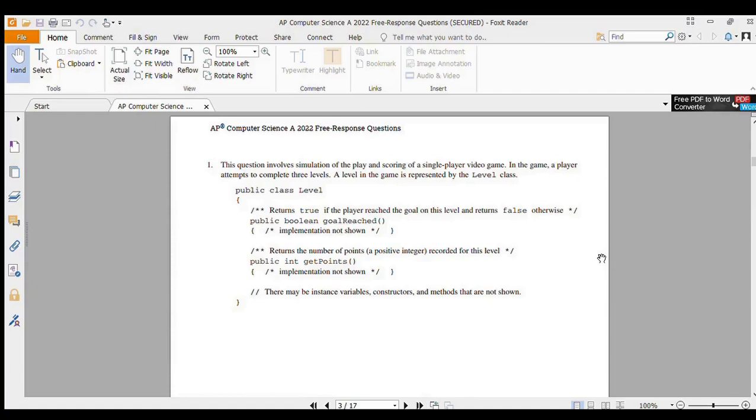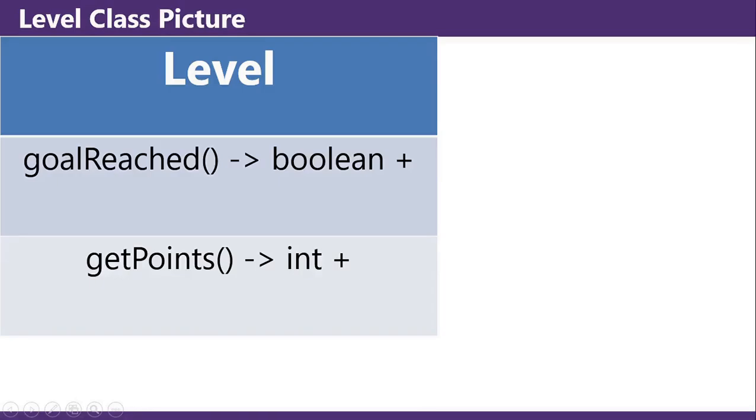For the first part of question one, we're looking at the Level class. It has a boolean method, goalReached, and an integer method, getPoints. Both of them are public. For the Level class, you would draw this: Level at top, goalReached arrow, boolean plus, because it returns boolean and it's public, and then getPoints arrow int plus, because it returns an int and it's public.